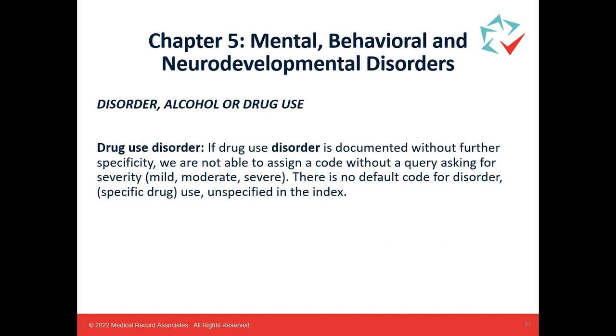If drug use disorder is documented, the key word here is disorder, and there is no specificity documented. There is not a default code for unspecified, and again, a query would need to be initiated. Unlike the alcohol use disorder unspecified, or alcohol use unspecified on the previous slide, which gives us a Z code to use, there is not one for drug use. So again, drug use disorder, you would index the word disorder and then go to your drug, but you're not able to assign a code without a severity, mild, moderate, severe.